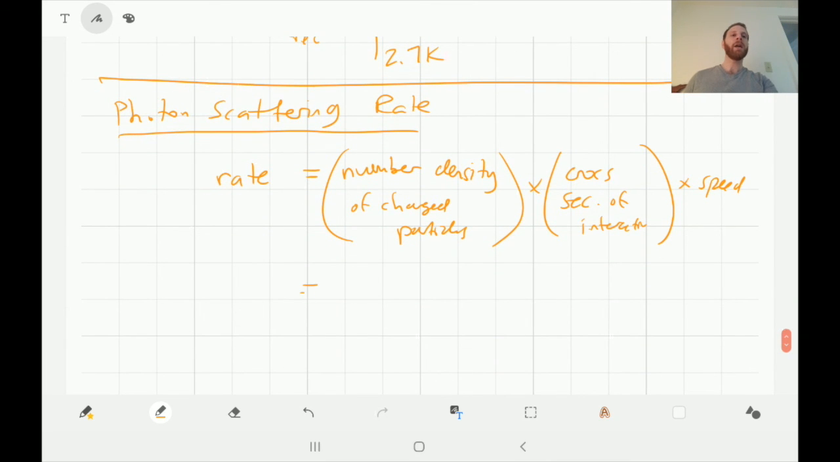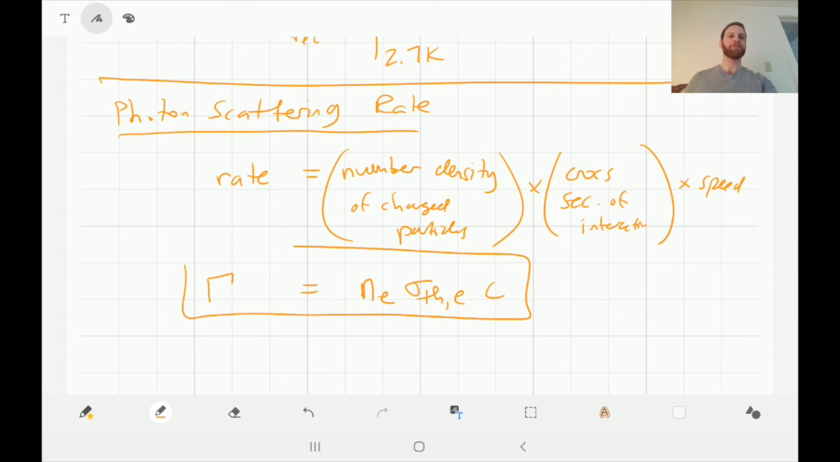So what do we have here? The number density of charged particles. Well, yeah, there are protons out there, but we had discussed that the interaction probability with an electron is much higher than that of a proton, so the only relevant quantity here is the number density of electrons. The cross-section is the Thomson cross-section with photons with electrons, and the speed of the photon is just the speed of light. So that's pretty easy. We write the rate as capital gamma. That is the rate of photons interacting with charged particles. So that is what I'll write there.